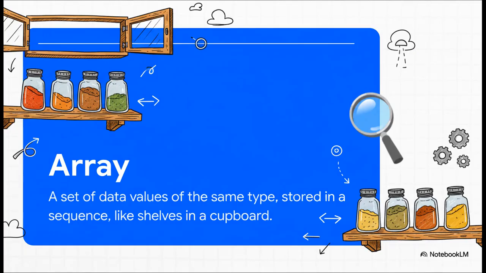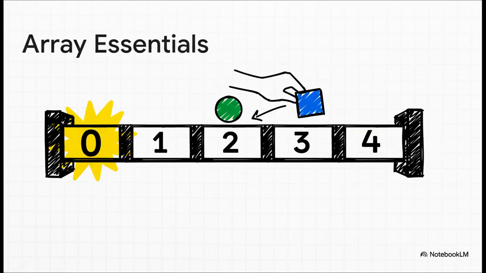So what in the world is an array? Well, the best analogy is a cupboard with a bunch of shelves. Each shelf holds exactly one thing. All the things are the same type, like, say, jars of spices, and they're all kept in a very specific order. You know that if you want the paprika, you just go to the third shelf. Simple as that.